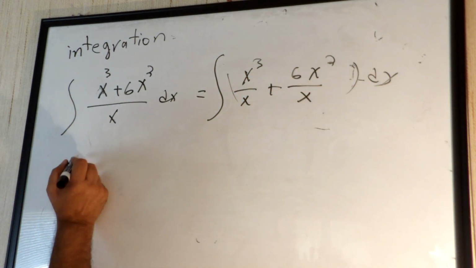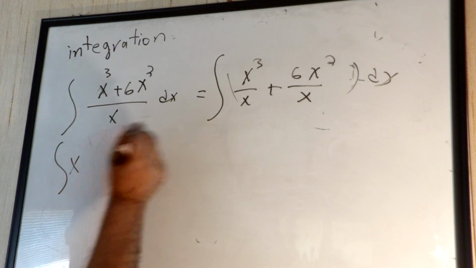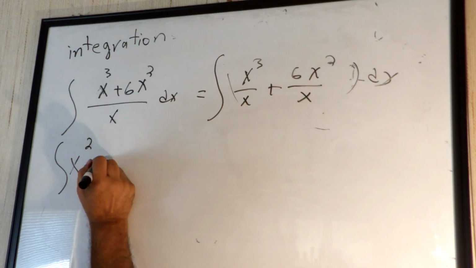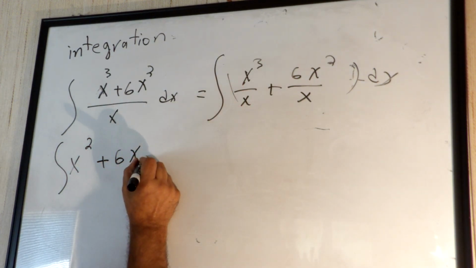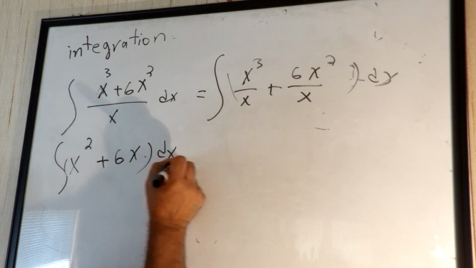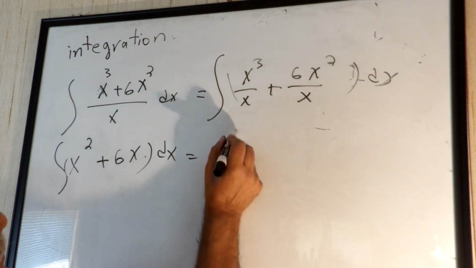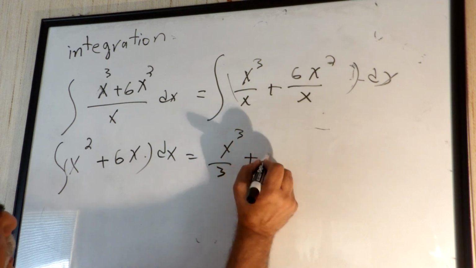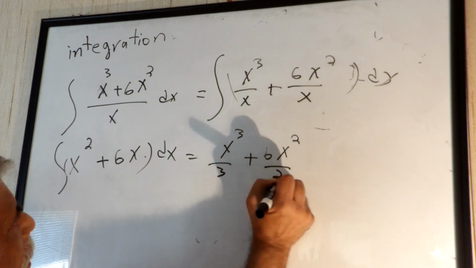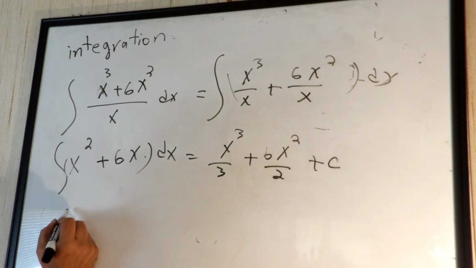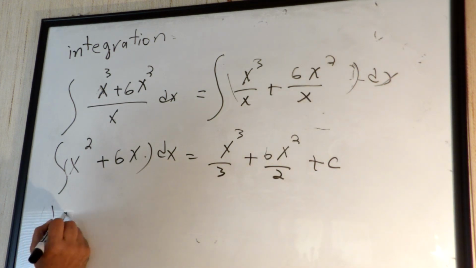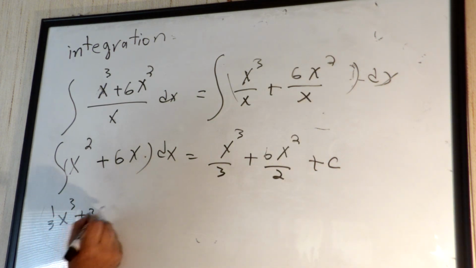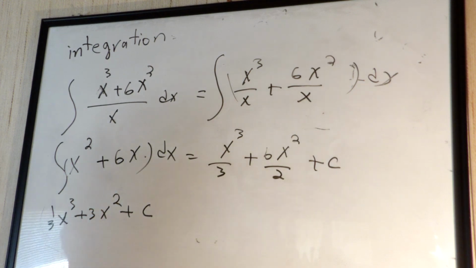Okay, when you get the integration of this, first of all we simplify this one. It is going to be x^2 plus 6x, and dx. Then the result is going to be x^3 over 3 plus 6x^2 over 2 plus c. So the result is going to be 1/3 of x^3 plus 3x^2 plus c. Okay, this is going to be the result of this.